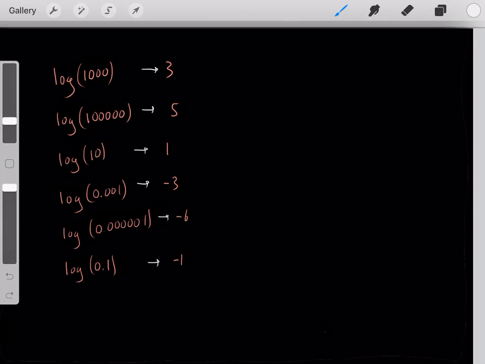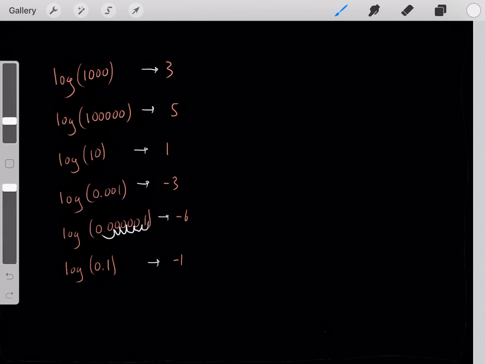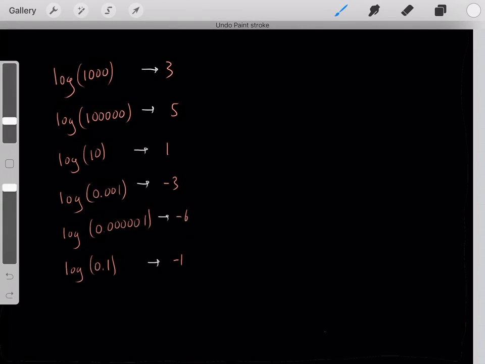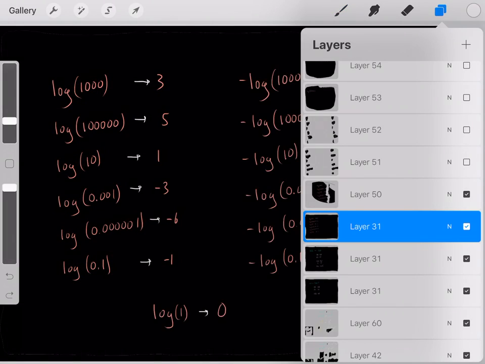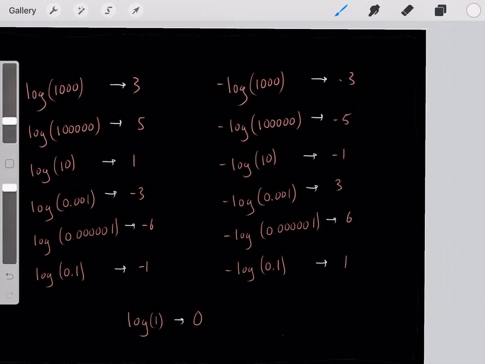What about this guy? Again, 1, 2, 3, 4, 5, 6 magnitudes in the minus direction. So that's -6. This guy, 1 magnitude in the minus direction. So that's -1. So logs are easy. Logs are pretty easy. So don't get caught up on these logs.